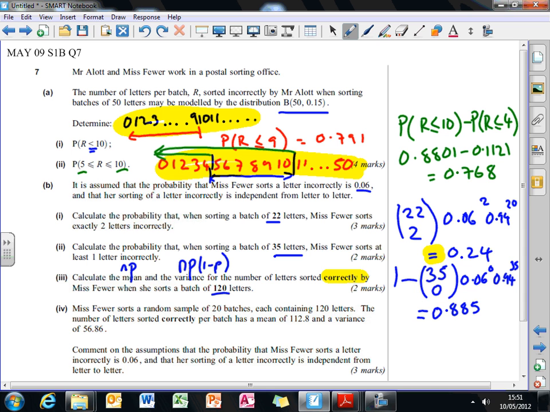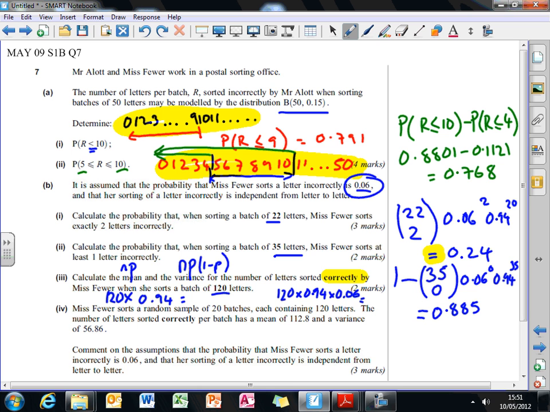That's easy. But a lot of people would use p as this 0.06, which it has been for parts I and II. But actually, that 0.06 is the probability of sorting one incorrectly. And this question is now correctly, so I actually need to do 1 minus 0.06. So for the mean, it would be 120 times 0.94. And for the variance, I'd have to do 120 times 0.94 times 0.06.